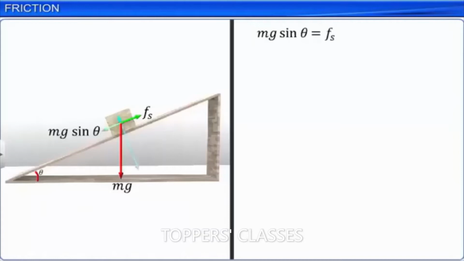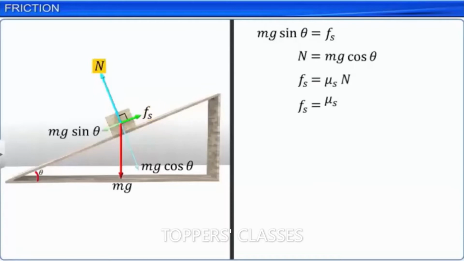The normal reaction on the block acts perpendicular to the surface as shown, and it is equal to mg cos theta. As per the laws of friction, if mu s is the coefficient of static friction, then Fs is the product of mu s and N, which is equal to mu s mg cos theta.